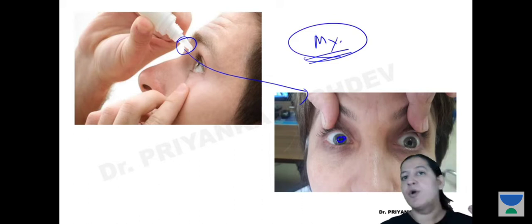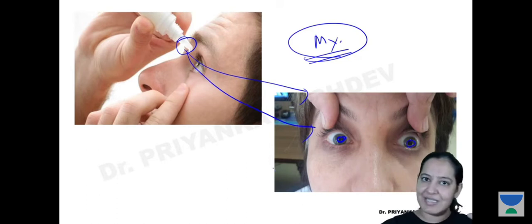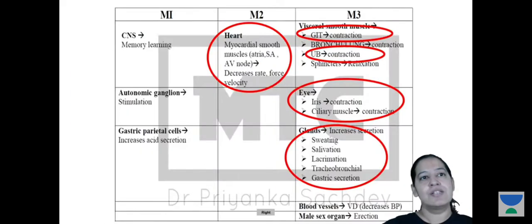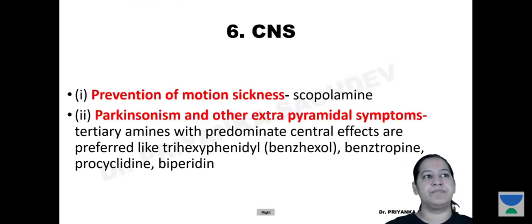Can you see the pupil of this person? It is dilated because of putting these drops. So mydriasis is utilized there, and it is contraindicated in glaucoma. Glaucoma will be in contraindication, not in uses. So that is eye. Last use is CNS.